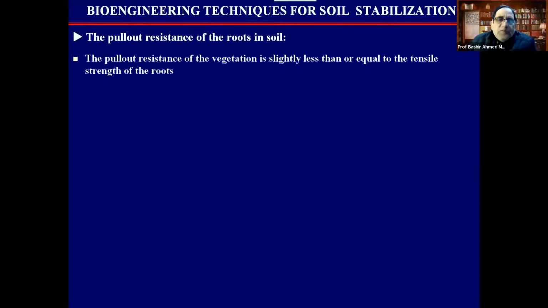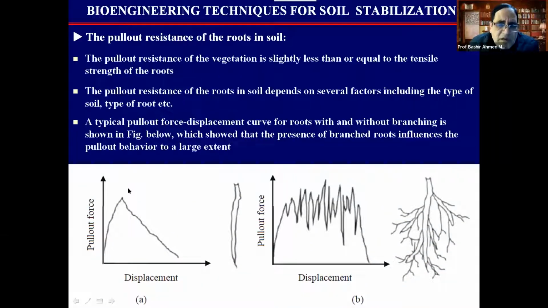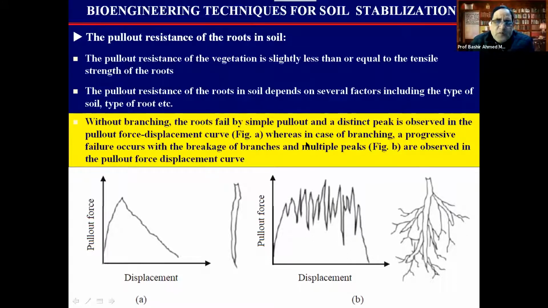Likewise, pull-out resistance has been reported by various researchers. The left one, without root, has been tested, and you can see the failure is very smooth. Whereas on the other side, you can see the typical displacement, which shows that the presence of branch roots influences the pull-out behavior. Here you have massive roots, and they cannot fail easily; they give higher resistance and higher strength. Without branching, the roots fail by simple pull-out, with a very distinct, rigid peak. Whereas in the case of branched roots, the failure is progressive, and you can't have a distinct abrupt failure.